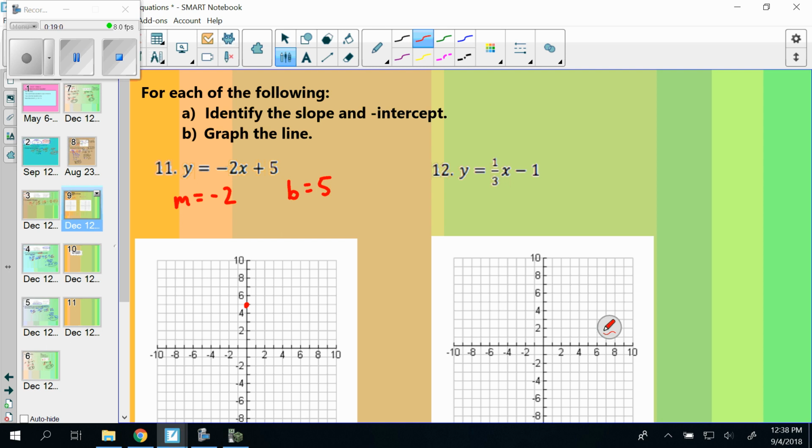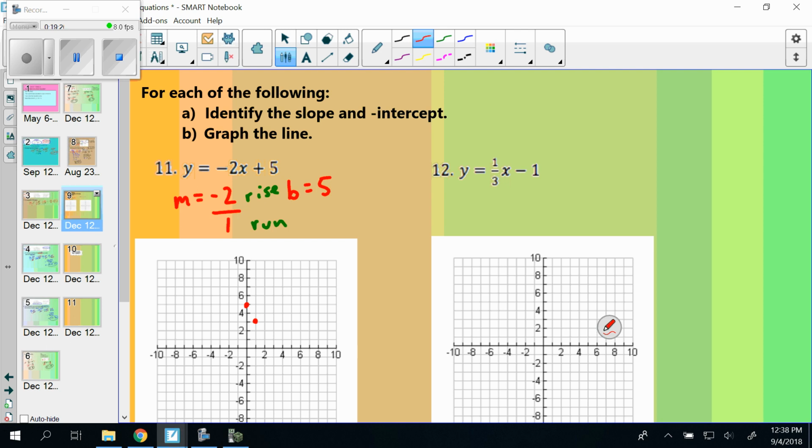Slope is rise over run. Now this one's a whole number. Anytime it's a whole number, we think of it over 1, because negative 2 divided by 1 is still negative 2. So negative 2 is our rise, and 1 is our run. Rise, when it's negative, tells you to go down. So we want to go down 2 here, and then over 1 to the right, because that's positive, which would lead us to that location.